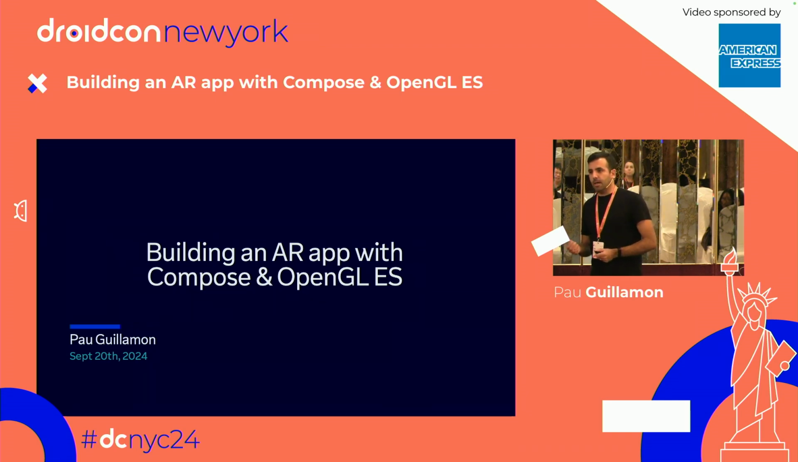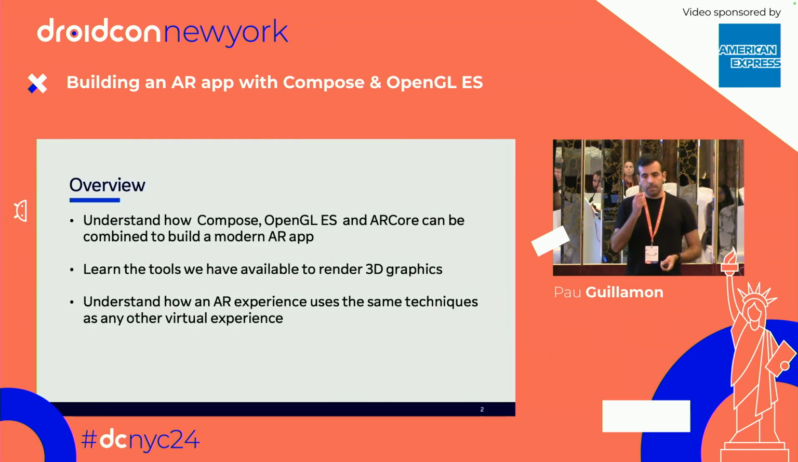Quick thing before we start. The thing that motivated me to make this talk was that I've seen throughout my years of working with AR, people asking things like, how do I render something with AR Core? How do I render, I don't know, a line with AR Core? So it was always with AR Core. And so I realized that somehow many people didn't understand the separation between what AR Core does and the actual rendering. And so now that we have Compose also, I thought it was a good opportunity to see how we can combine the three: Compose, OpenGL, and AR Core.